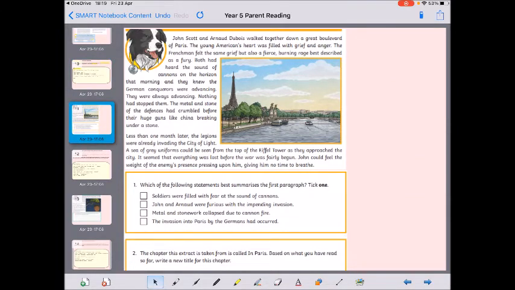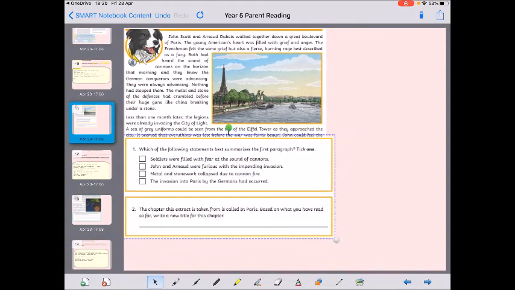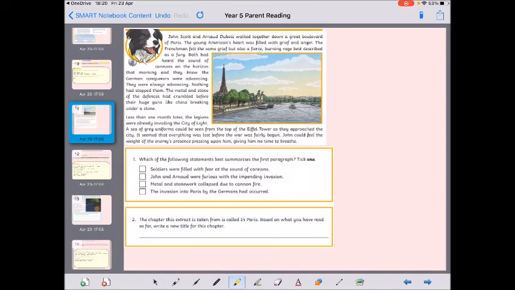Here is an example of a text. And here are some questions to support the text for summarising. As you can see, the first question says, which of the following statements best summarises the first paragraph? Tick 1. So it gives children some ideas and they have to decide which one best sums up that first paragraph. Question 2 asks them to write a new title for the chapter based on what they have read.